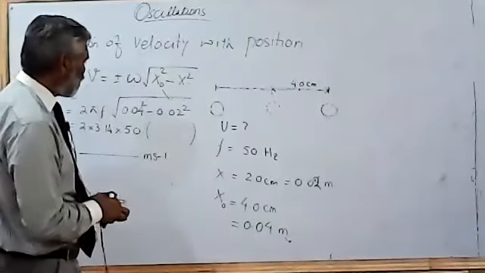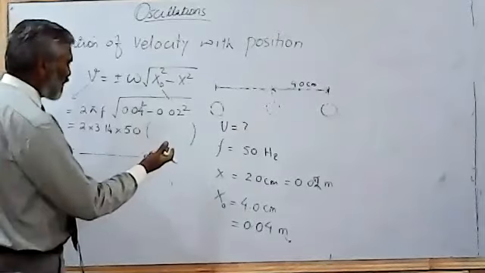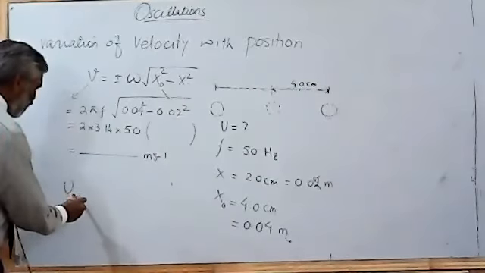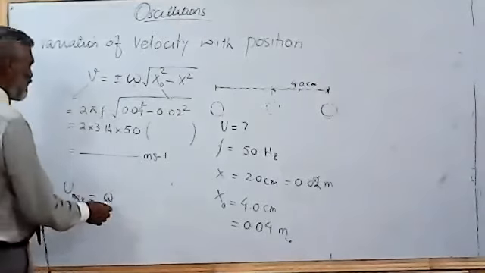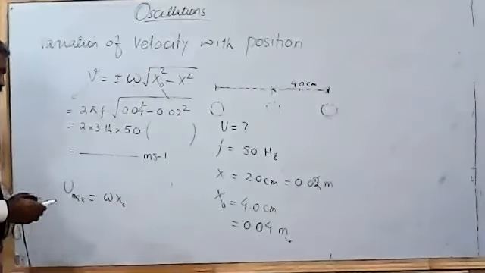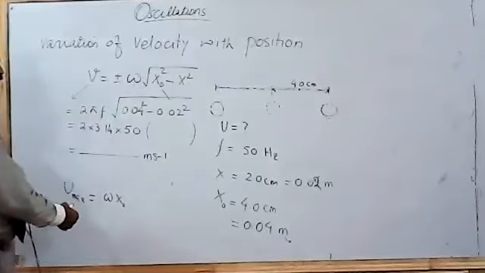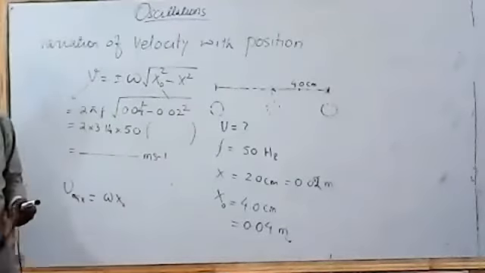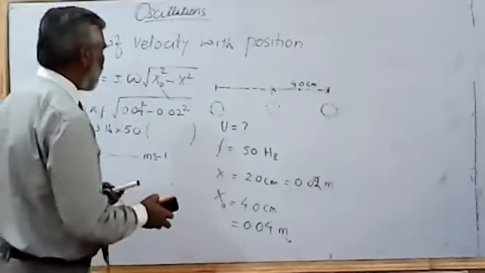The maximum velocity can also be worked out for such a system, and V max, once more, is omega, if I ignore the plus minus sign, multiplied by x naught. This gives us the maximum velocity. So we can have the value of maximum velocity, we can have the velocity at any position x, and this is how we can work out velocity at any position.